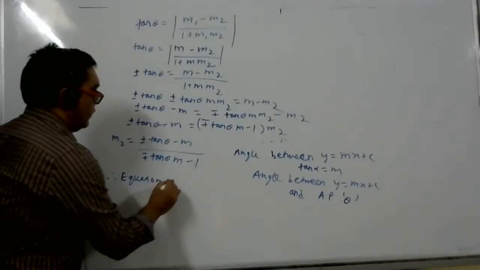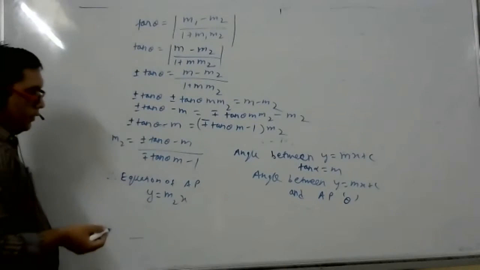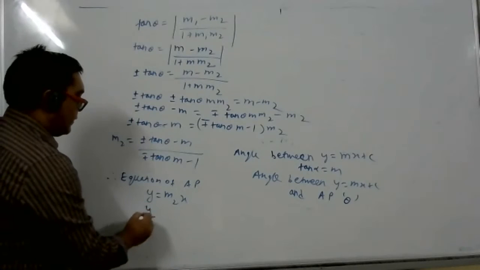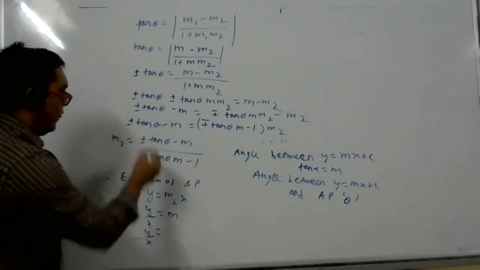Therefore, the equation of line AP, how much? Equation of line AP: y is equal to m2 x, na? Yes, sir. So substitute the m2 value, y by x is equal to m2. I think this is the only answer, na, student.